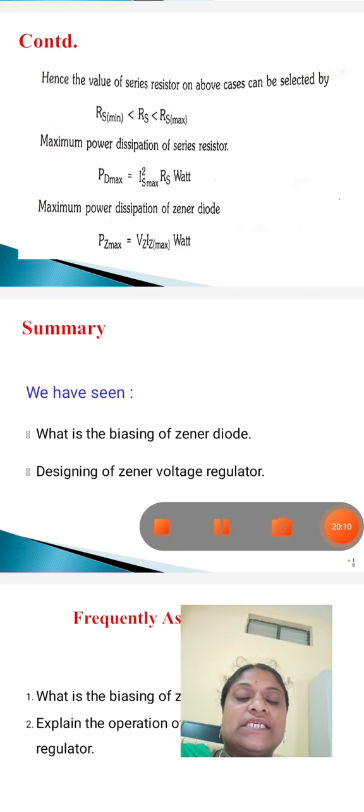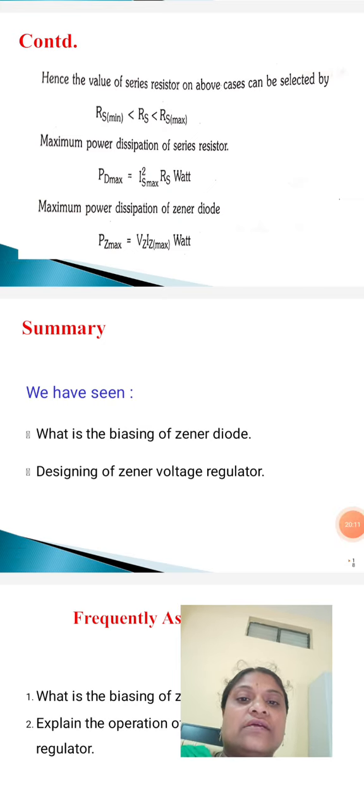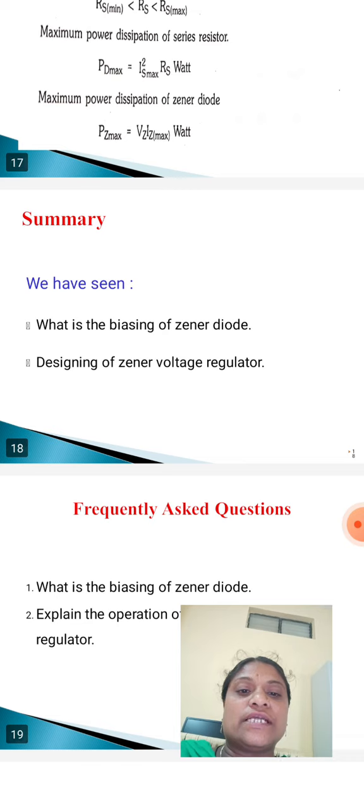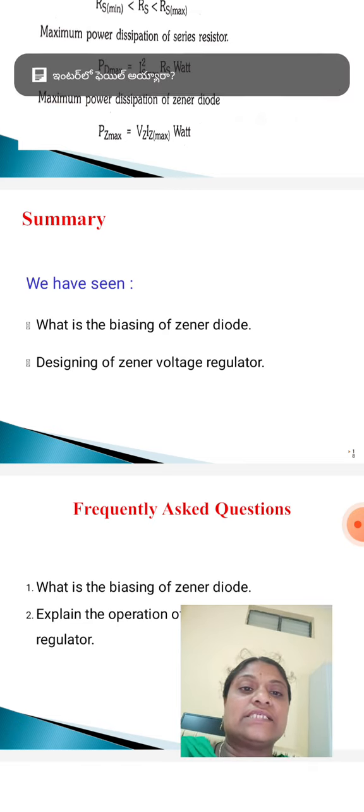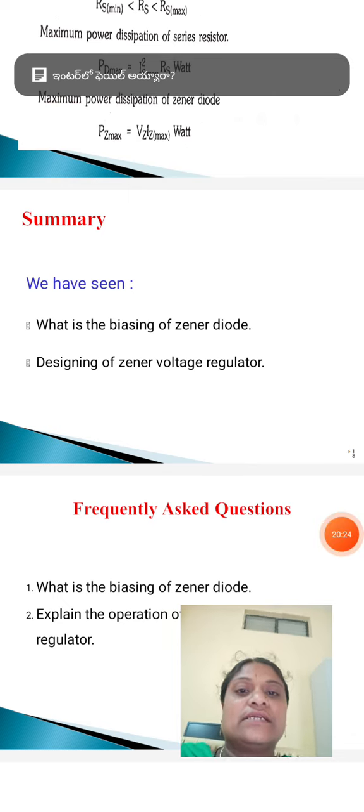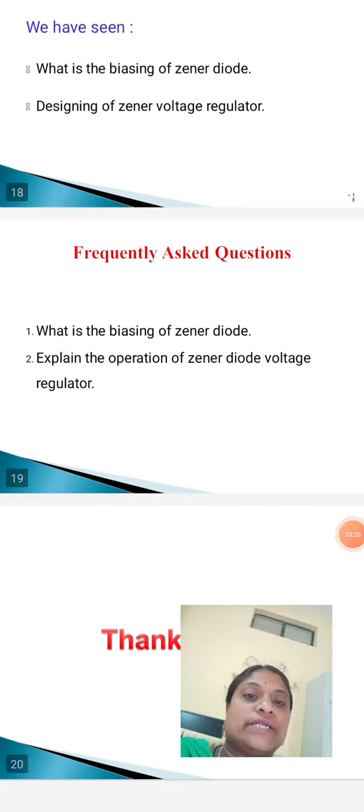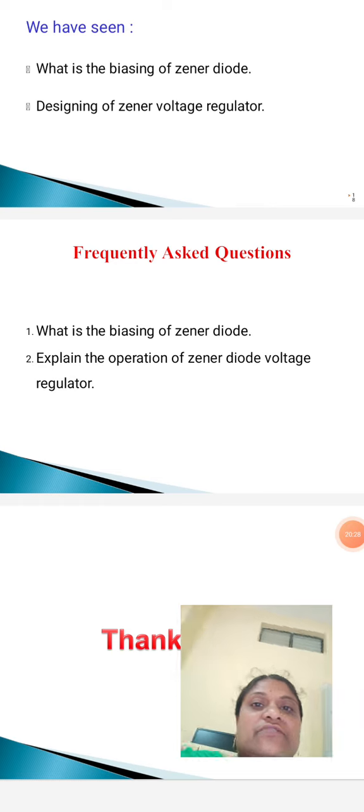Okay. Next, the summary of this presentation. We have seen what the biasing of Zener diode is and the designing of the Zener voltage regulator. Okay, these are completed. Next, frequently asked questions that may be asked.